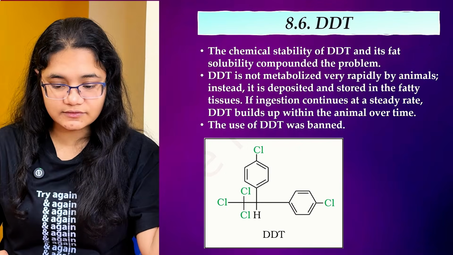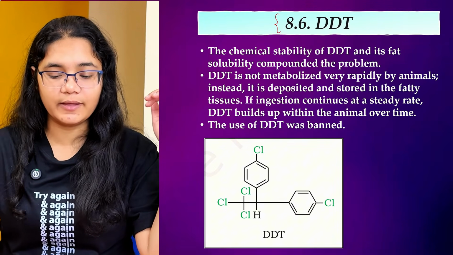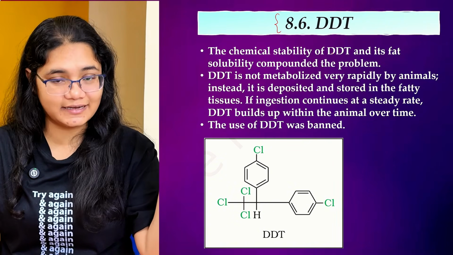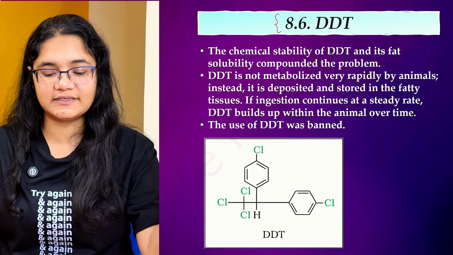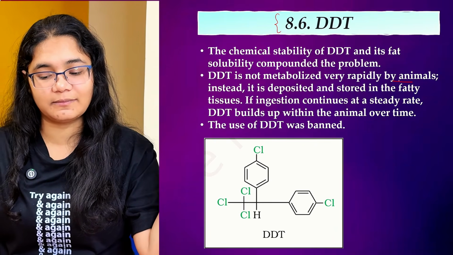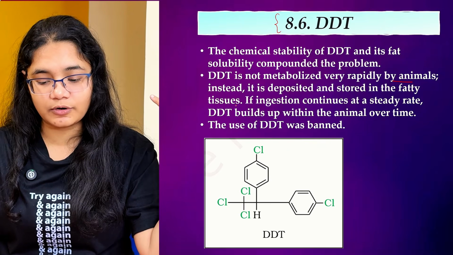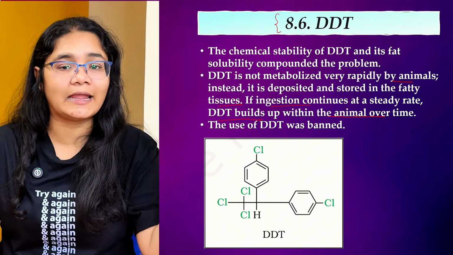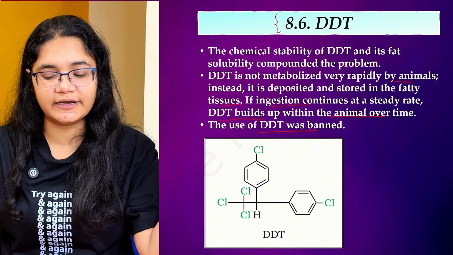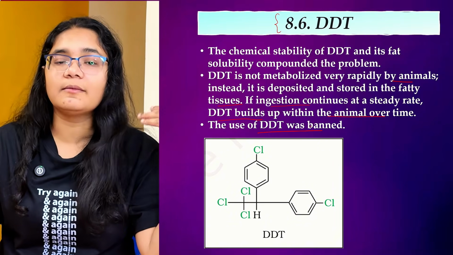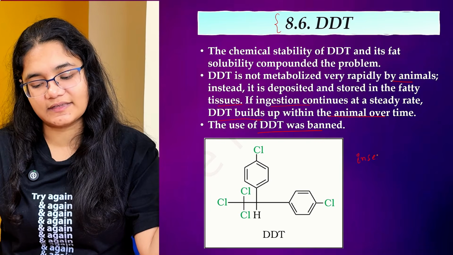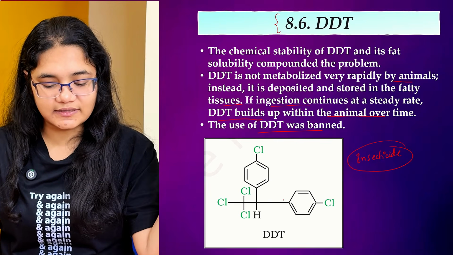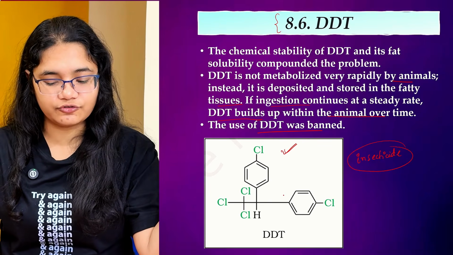Okay. Next, we'll talk about the last compound, that is DDT. This is actually the first man-made insecticide. The problem here is it is not biodegradable. It is not metabolized by animals. Instead, it is deposited and stored in their fatty tissues. And if ingestion continues, DDT builds up within the animal over time and can cause harmful effects. So that is why DDT was banned in many countries and now it is not used, but earlier it was used as an insecticide. It is also called the first synthesized insecticide. You can see the structure here. This can be asked in the exam, so just remember the structure also.